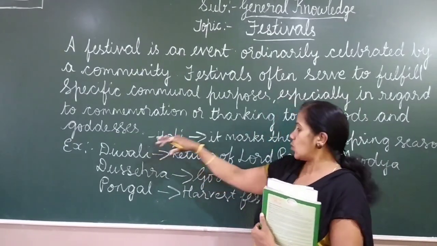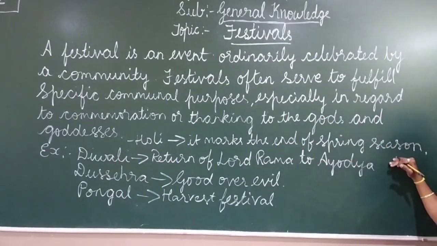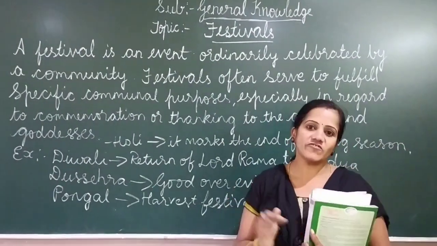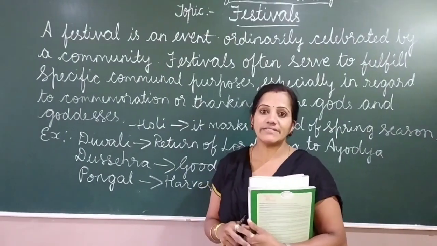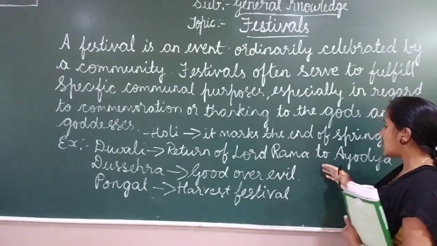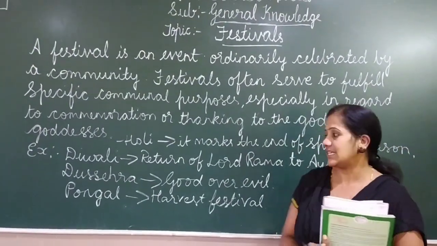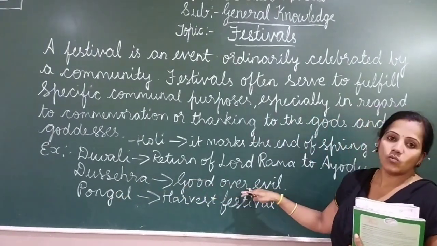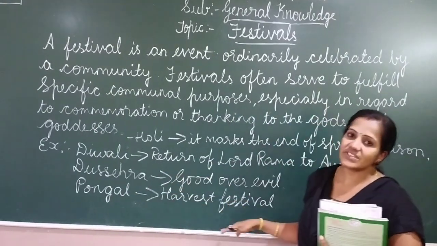Holi. So Holi, it marks the end of spring season. Okay, Holi festival, it marks the end of spring season. And Diwali. So when we celebrate Diwali, we have a reason, right? So it is the return of Lord Rama to Ayodhya. On that day, people were celebrating Diwali. Dasera. Dasera means it is good over evil. And Pongal. Pongal is a harvest festival.